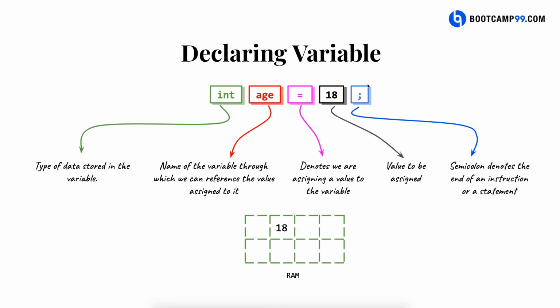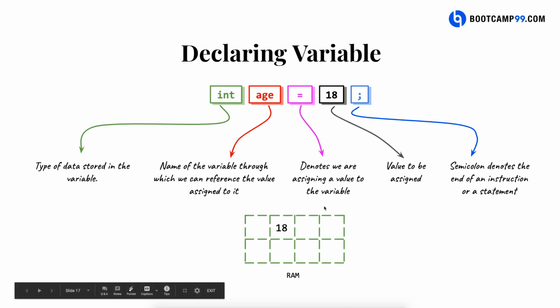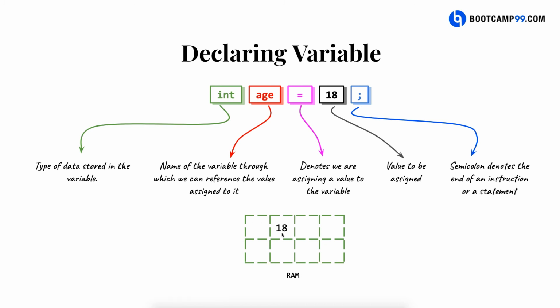When you run your program, within your RAM, assume that this is your RAM, this is a reserved memory, and it will store the value whatever you have provided. So whenever you call age, it will automatically go back to this particular point, retrieve the value that is there, and bring it back to you. So this is how it works.